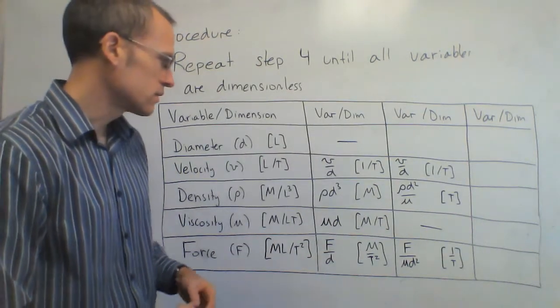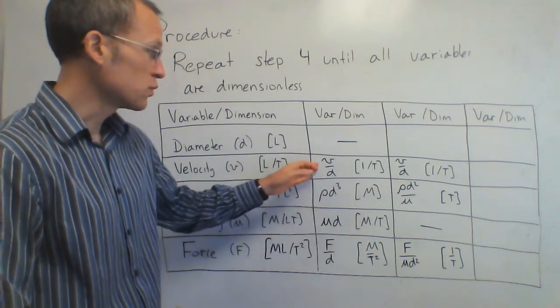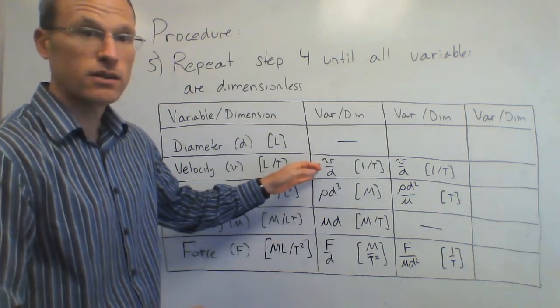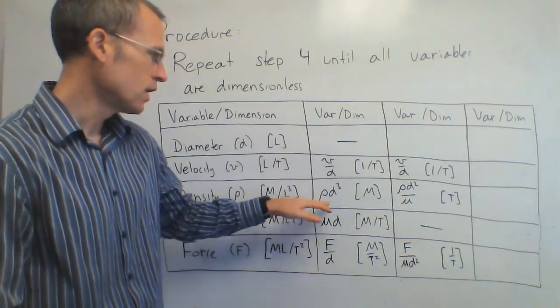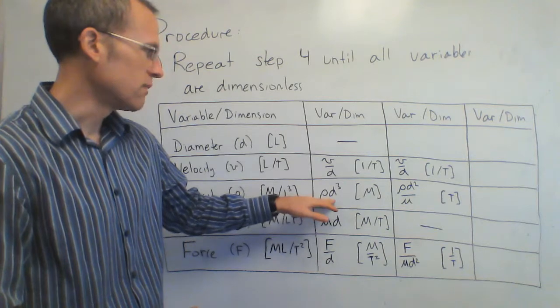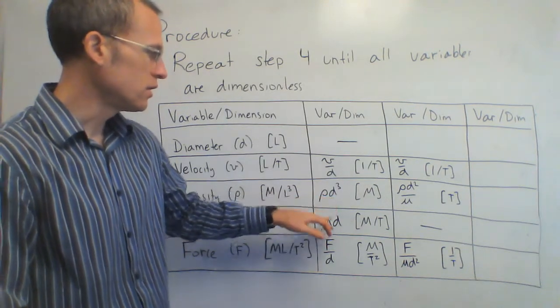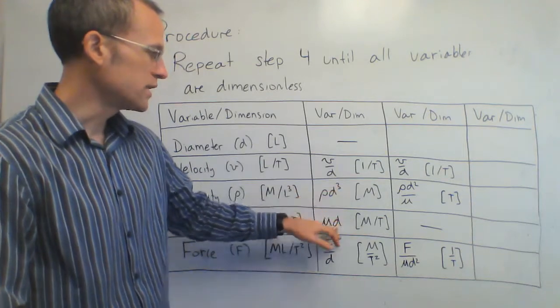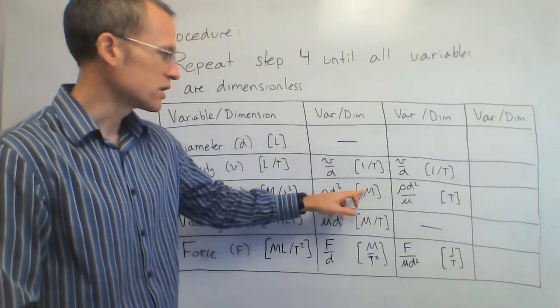So doing this, so dividing by mu d, get rid of mass. The first one doesn't actually have a mass, so I don't need to do anything. So v over d just stays v over d, still units 1 over time. So divide this guy by units of mass. So divide him by mu d. I have rho d cubed over mu d. One of those d's cancels out. So I have rho d squared over mu. That gets rid of this mass.